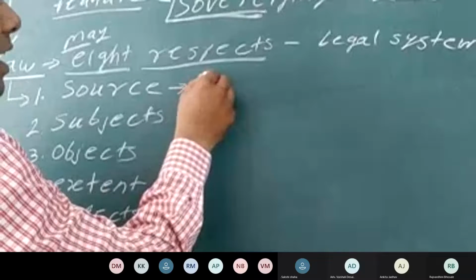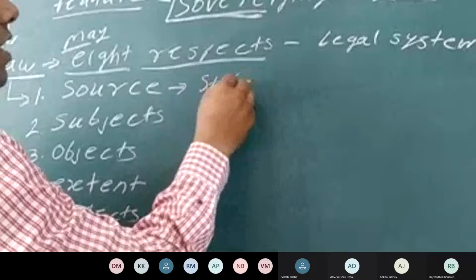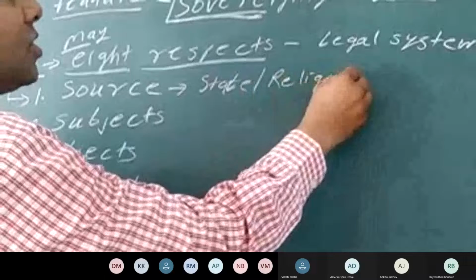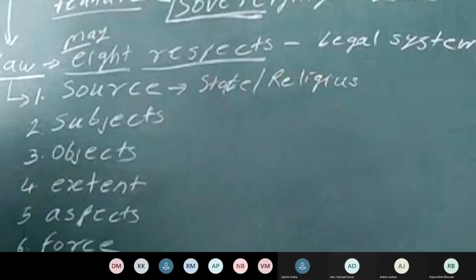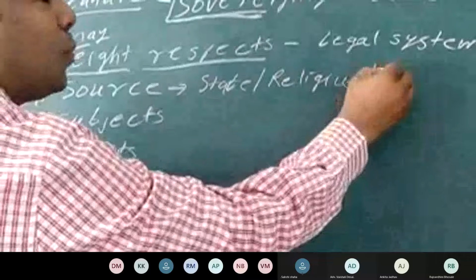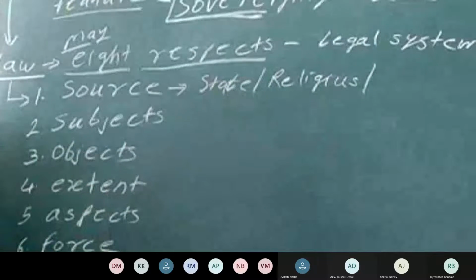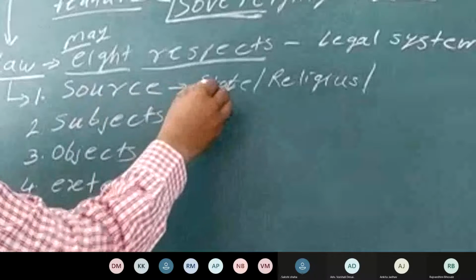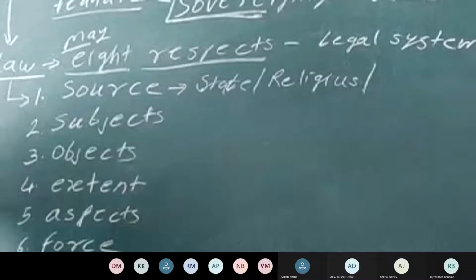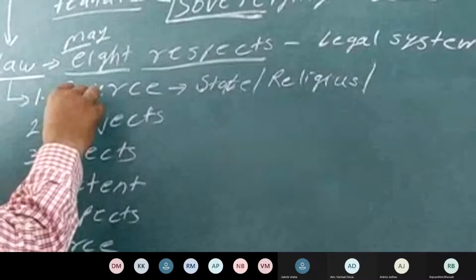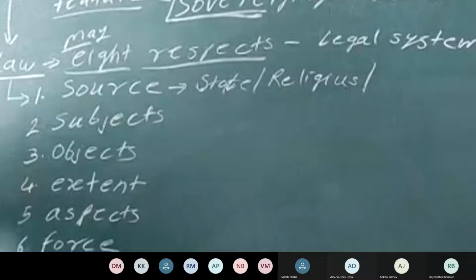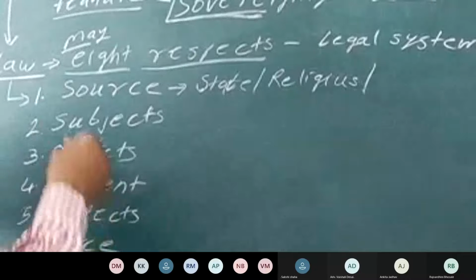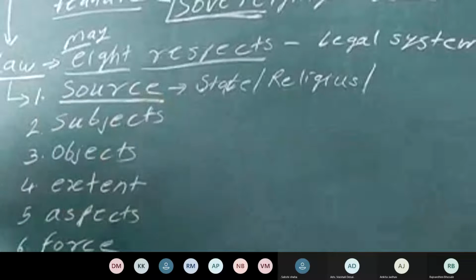Whether it is issued by any sovereign authority, that is a state, or whether it is issued by any religious structures or any supernatural power, that is, other than a human being. This is the source. Who has issued the law is very important, because this factor decides whether that law is binding or not, whether that law has a particular enforceability or not, and therefore it is very important to see the source of law.